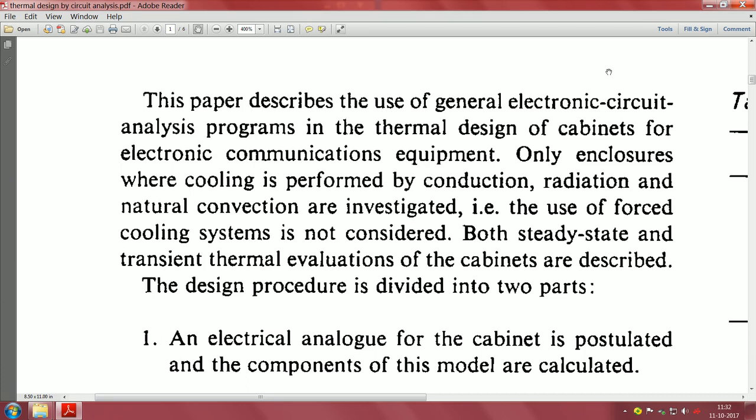See this, one of the things is enclosures where cooling is performed by conduction, radiation, and natural convection are investigated. Coming back to this, not long ago fans and forced cooling were not considered that great an approach to make things easy. One of the first concerns is, what if something fails and we want things to work, and at that time there was not this tremendous hotness around.